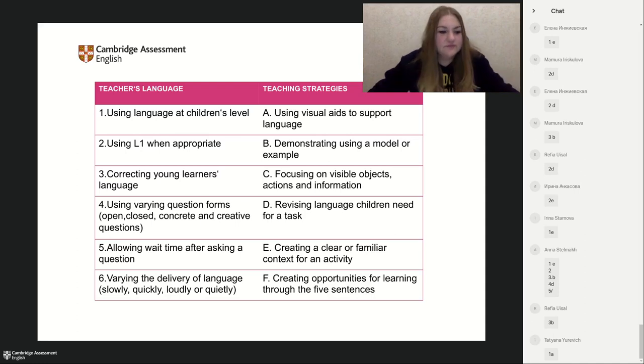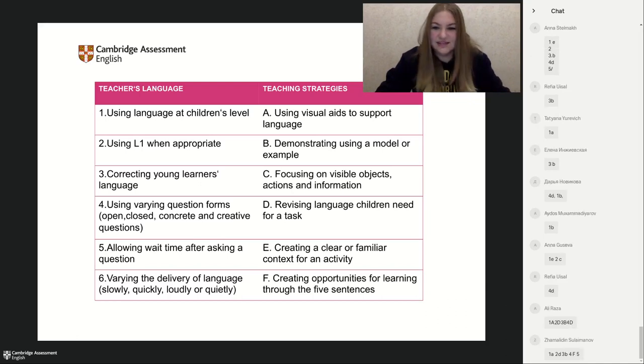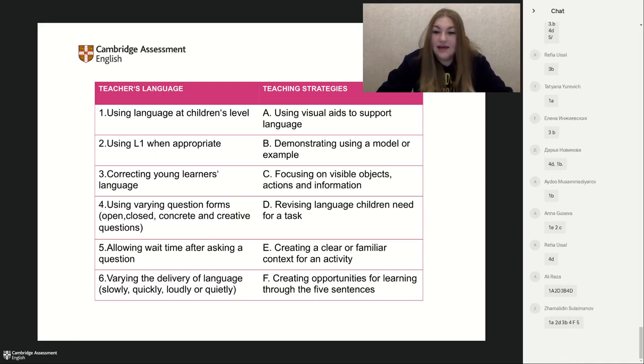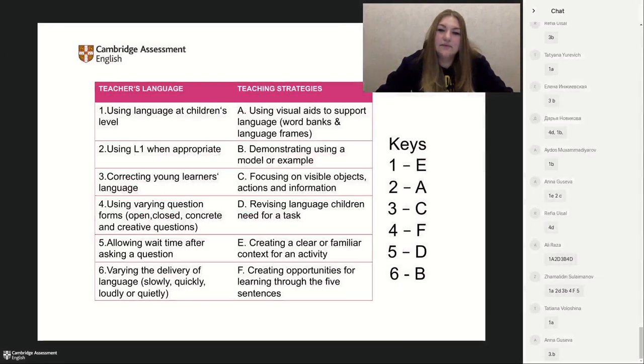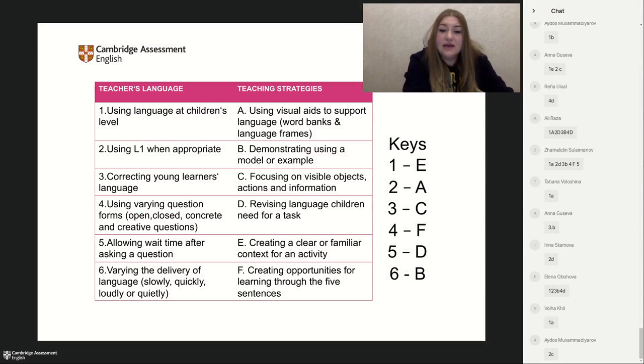Wonderful. Okay, 10 seconds. 9, 8, 7, 6, 5, 4, 3, 2, and 1. Ba-bam! I give you the correct answers. Here they are. So using language at children's level, that's E, creating a clear or familiar context for an activity, yeah?